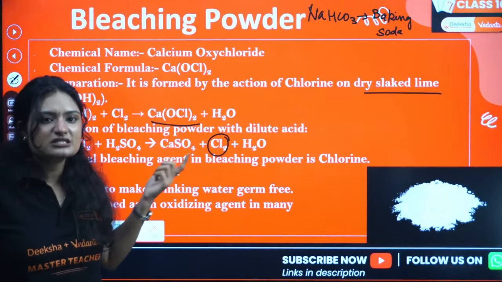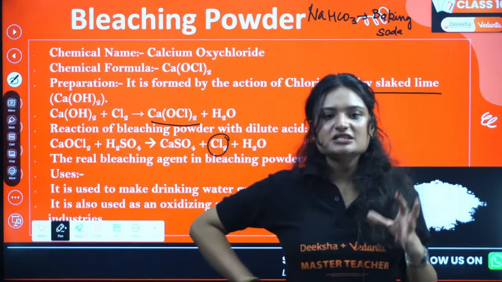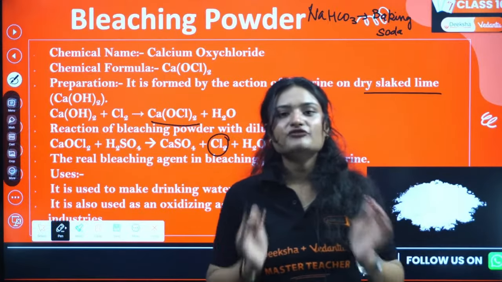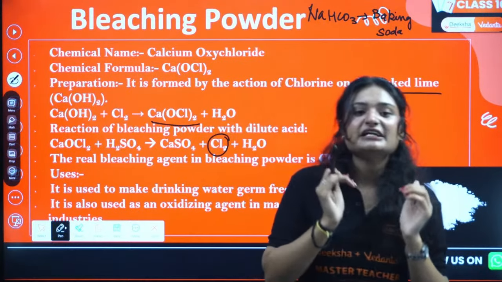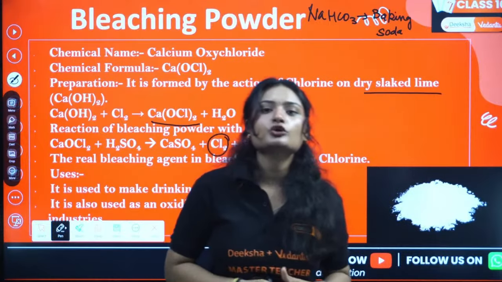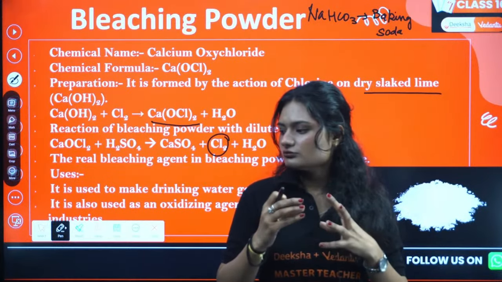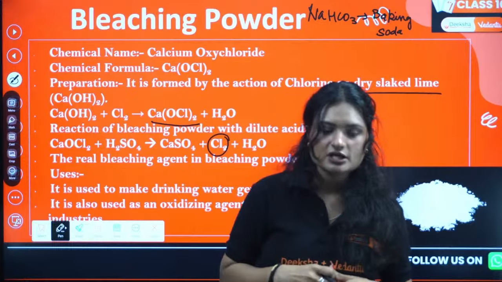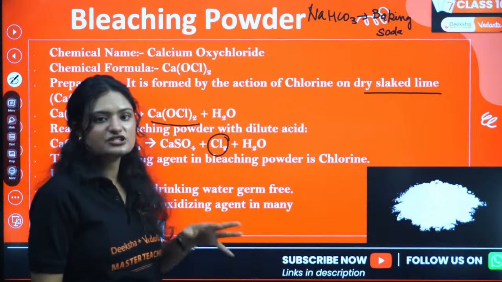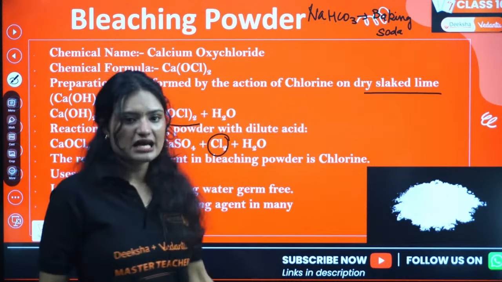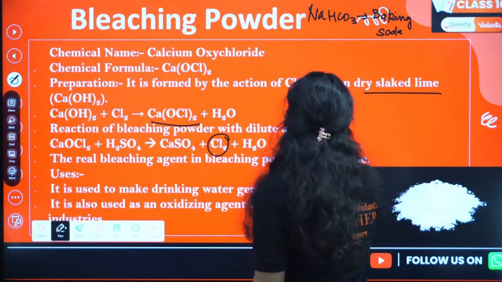What does the calcium oxychloride or this bleaching powder do? It acts as a storage thing for this chlorine gas, this bleaching agent, because it is very difficult to store chlorine gas. That's why we store it in this form, calcium oxychloride, which is bleaching powder. The bleaching agent in this case is chlorine gas.